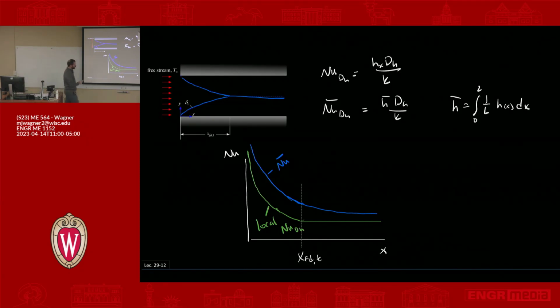As we go to greater and greater values of x, out towards infinity, these two will eventually perfectly agree with each other, more or less, right? But even if you're relatively far away from the fully developed region, you could still have a significant difference between the average and the local, because your entrance effects can be important.